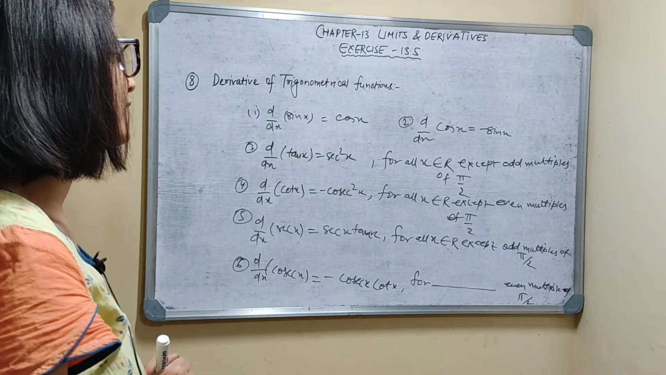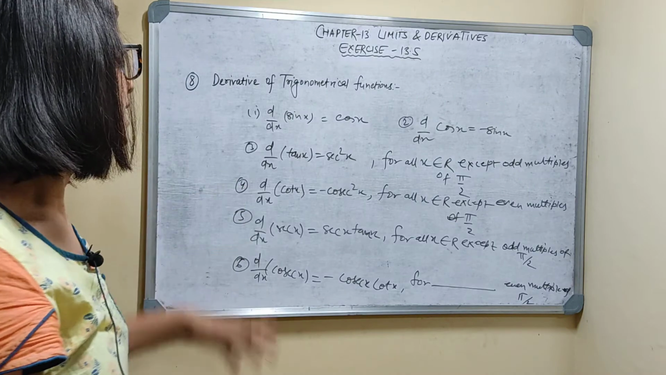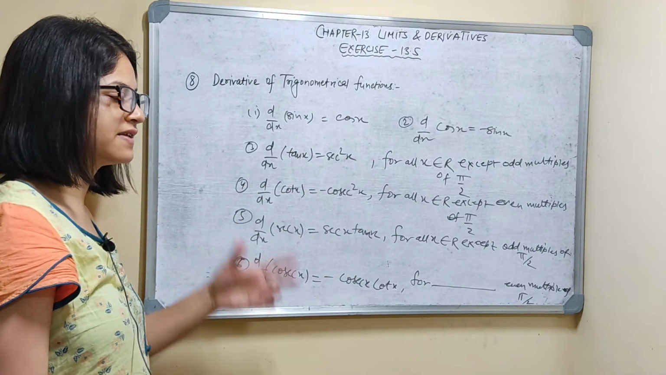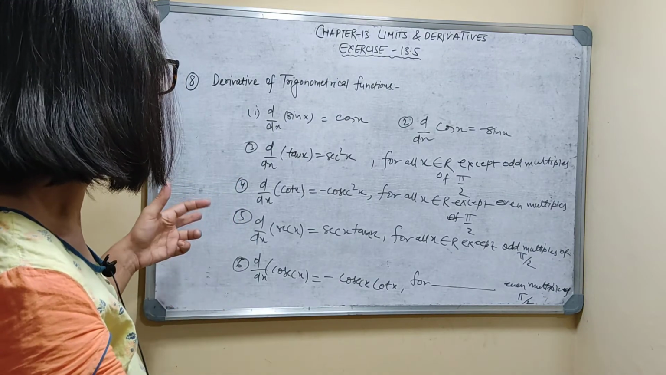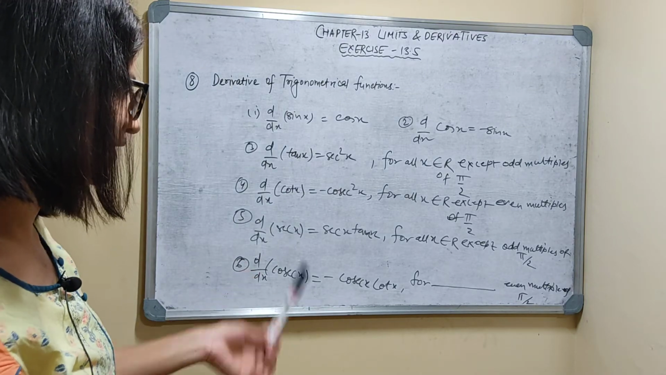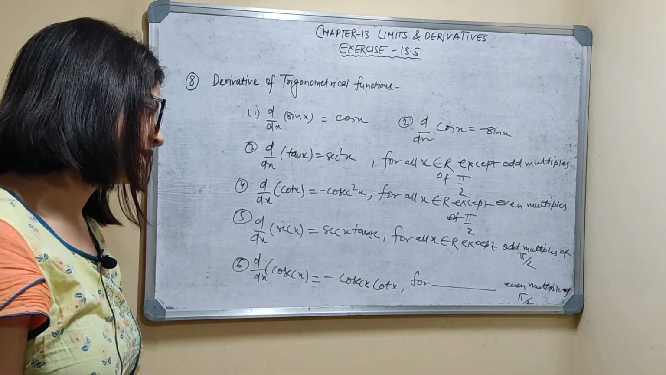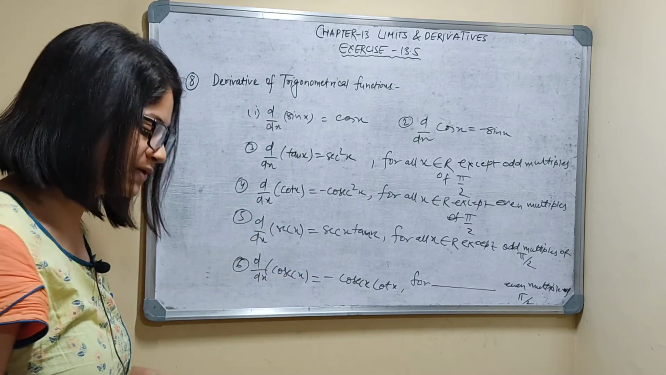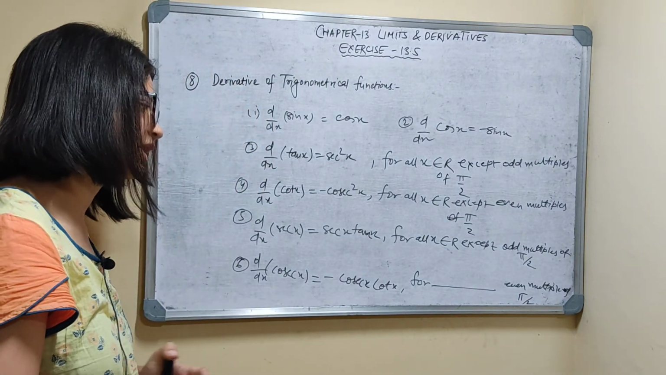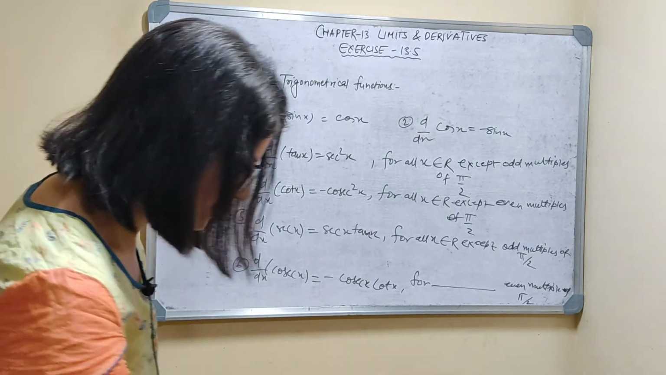d by dx of sin x is equal to cos x. d by dx of cos x is equal to minus sin x. d by dx of tan x is equal to sec square x for all x belonging to real numbers except odd multiples of pi by 2. d by dx of cot x is equal to minus cosec square x for all x belonging to R except even multiples of pi by 2. d by dx of sec x is equal to sec x tan x for all x belonging to R except odd multiples of pi by 2. And d by dx of cosec x is equal to minus cosec x cot x for all x belonging to real numbers except even multiples of pi by 2.